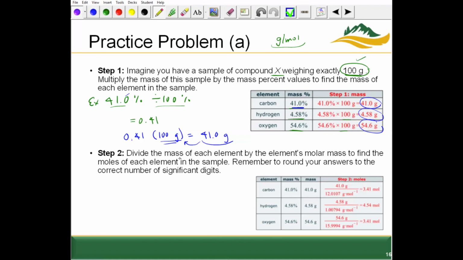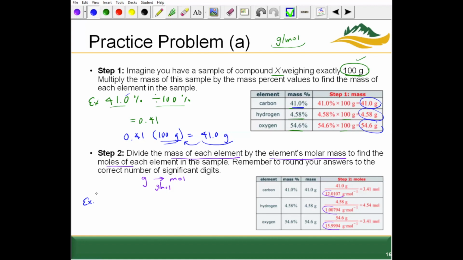Next, in step 2, we're going to divide the mass of each element by the element's molar mass to find the moles of each element in the sample. This comes back to what we did a lot in chapter 3a part 1, where we want to go from a gram amount to a mole amount. And to do so, we use the conversion factor of the atomic mass or the molar mass. When we go to the periodic table, we'd find the atomic mass of carbon is 12 grams per mole, hydrogen about 1.008 grams per mole, oxygen 15.994 grams per mole.